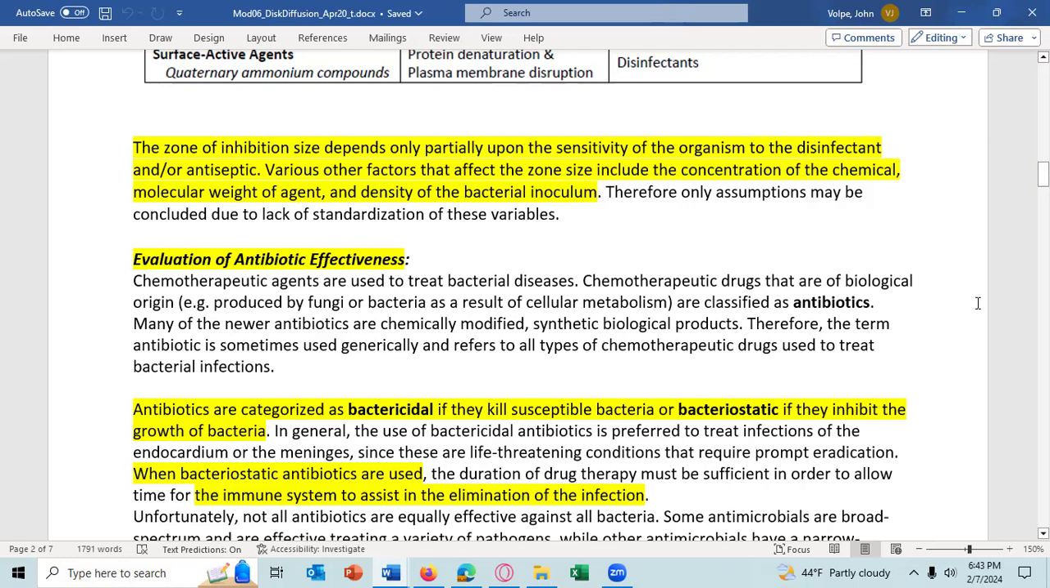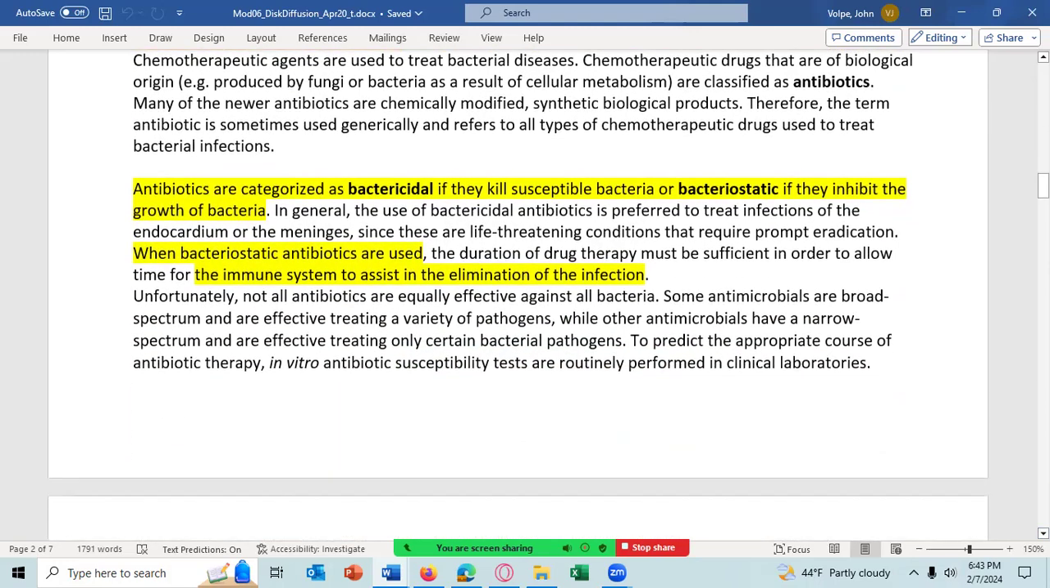Evaluating antibiotic effectiveness. Antibiotics are categorized as bactericidal if they kill bacteria, and bacteriostatic if they only inhibit the growth of the bacteria. If you inhibit the growth of the bacteria by a bacteriostatic agent, and then you remove the bacteriostatic agent, the bacteria may regrow. There are antibiotics which are bactericidal, meaning they kill bacteria, and there are some antibiotics that are bacteriostatic.